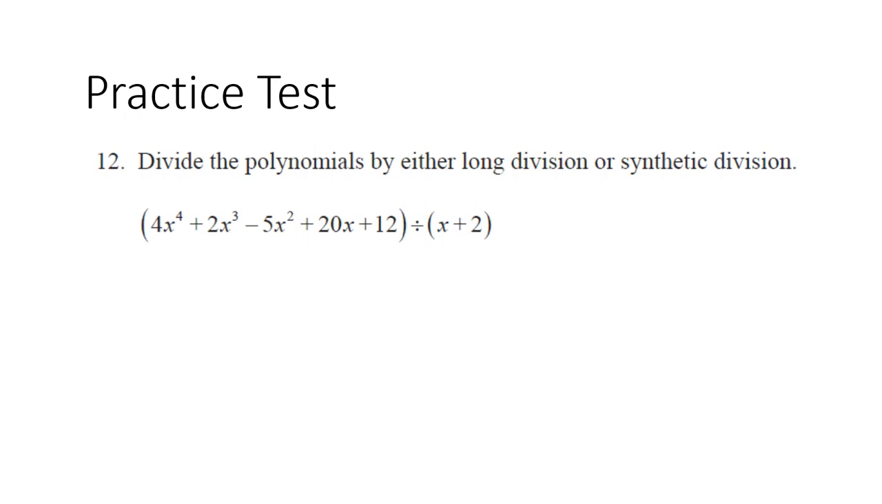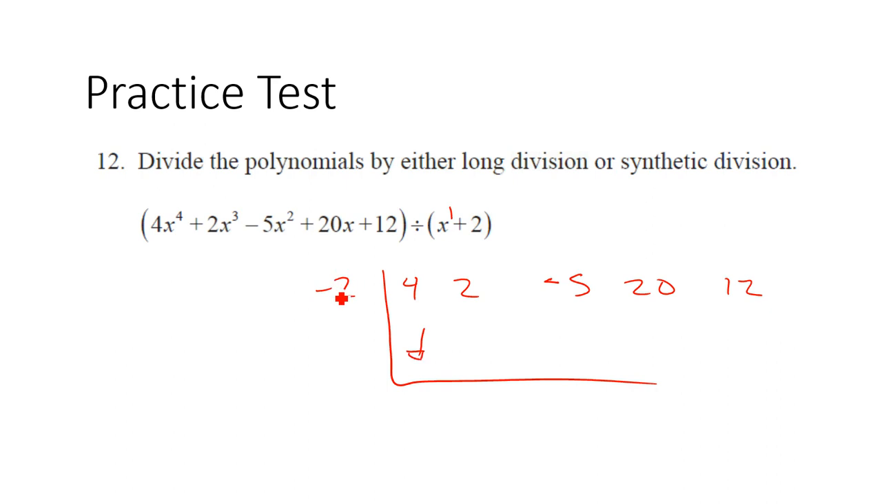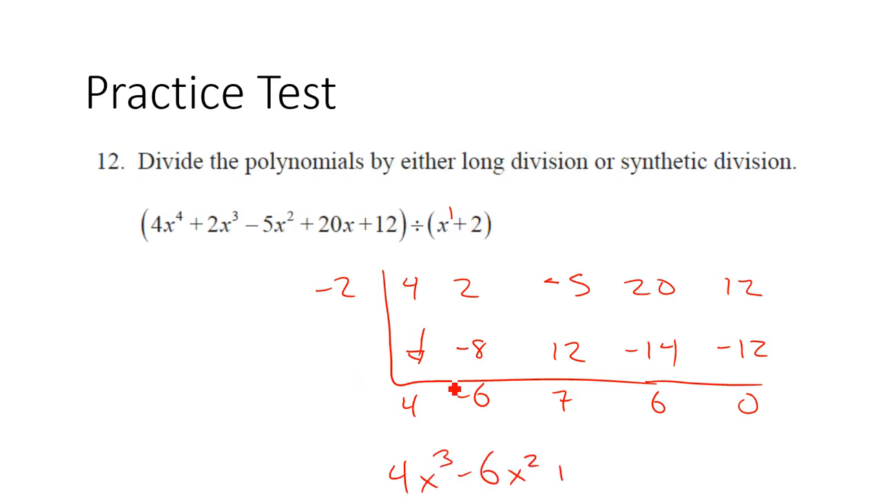All right, 12. I would do this with synthetic because it is x to the 1st, so you're allowed to do it with synthetic. So we have 4, 2, negative 5, 20, and 12. Got here. 8, so negative 6. 12, so 7. Negative 14, so 6. And negative 12 comes out evenly. So we end up with 4x cubed minus 6x squared plus 7x.